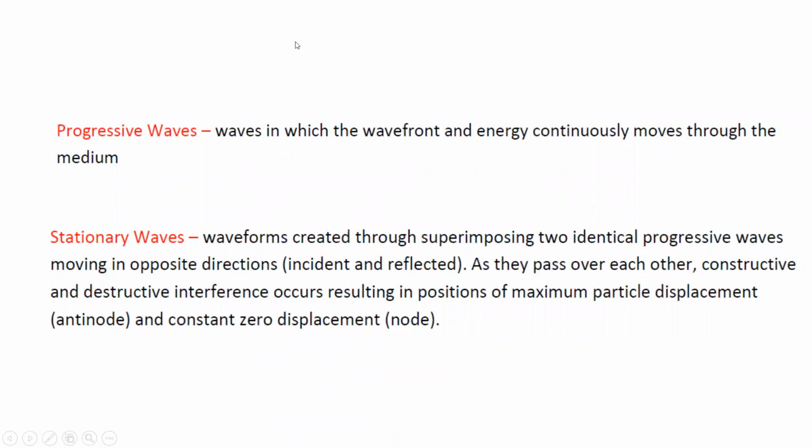What is a progressive wave? A progressive wave is one in which the wavefront or energy transfers continuously. So there are two types of wave. One is called a progressive wave, another one is stationary or a standing wave.